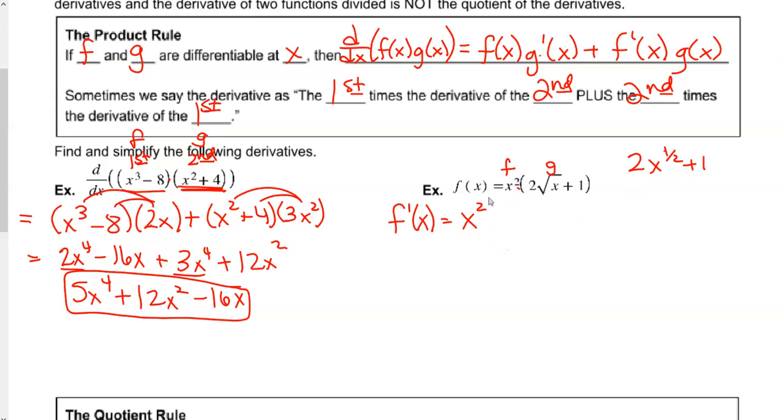So here's my first, the derivative of the second. We bring the 1/2 out front, multiply, we get a 1. I'm not going to write it. And then decrease the power by 1 gives me a negative 1/2. Notice I have a constant, which has a derivative of 0.